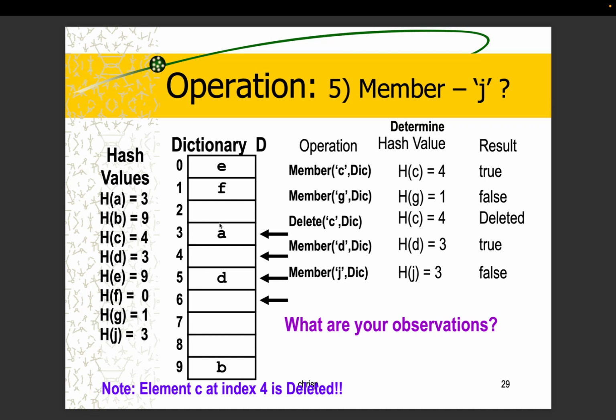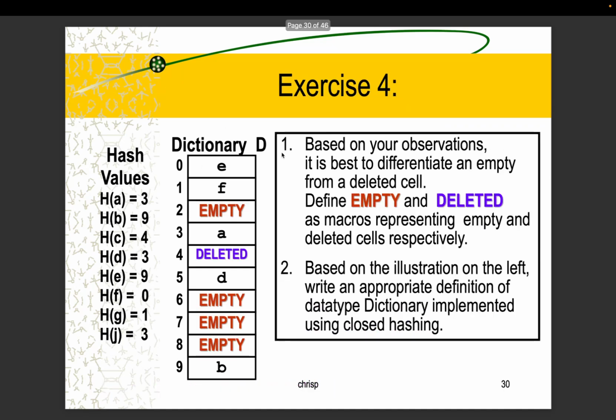What do you observe? Like, think about what you observe. We're looking for J. J is supposed to be at index 3. How do I know when to stop? Mura siya ginganana tong concept.